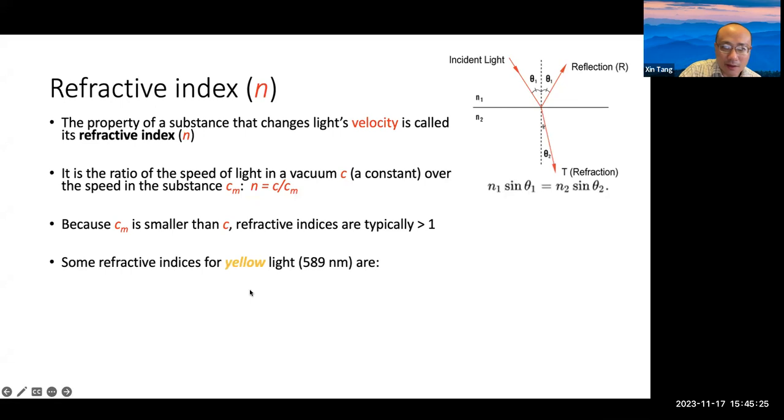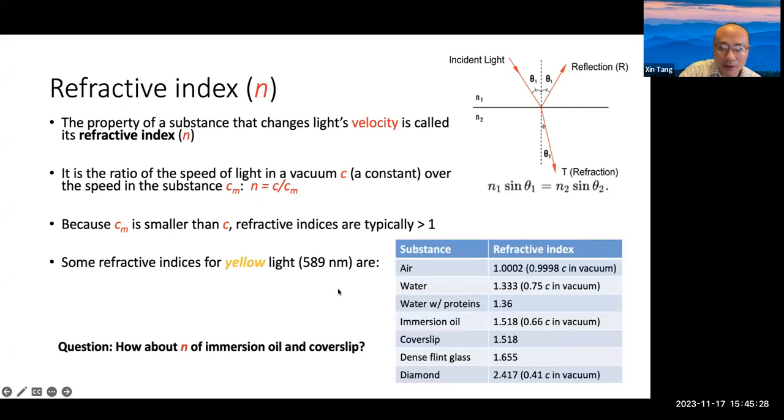Here are some examples showing different materials that have different refractive indices. Here I have a question: how about the refractive index of immersion oil and cover slide? You can see here they are the same. The best immersion oil has a refractive index that is usually the same as the glass cover slide. What's the reason?